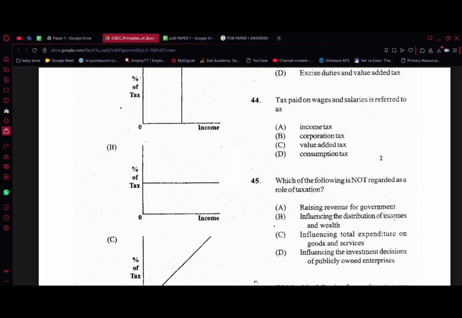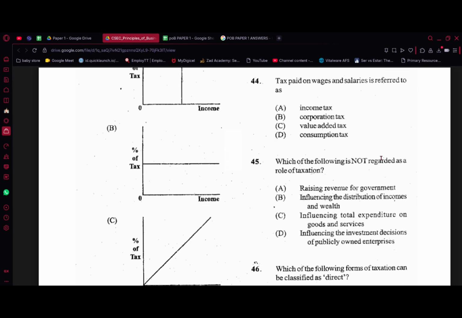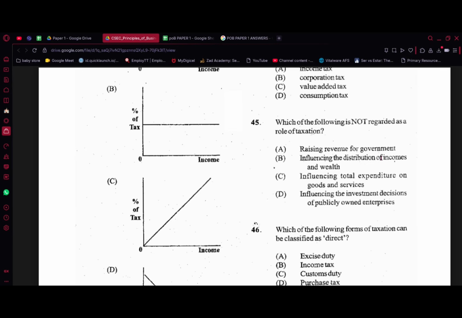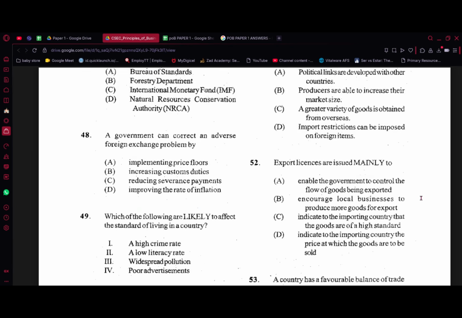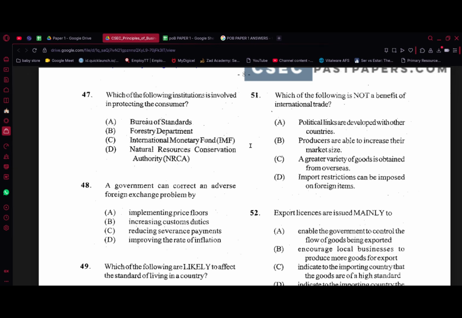44. Tax paid on wages and salaries is referred to as A. Income tax. 45. Which of the following is not regarded as a role of taxation? The answer is D. Influencing the investment decisions of publicly owned enterprises. 46. Which of the following forms of taxation can be classified as direct? The answer is B. Income tax. 47. Which of the following institutions is involved in protecting the consumer? The answer is A. The Bureau of Standards.